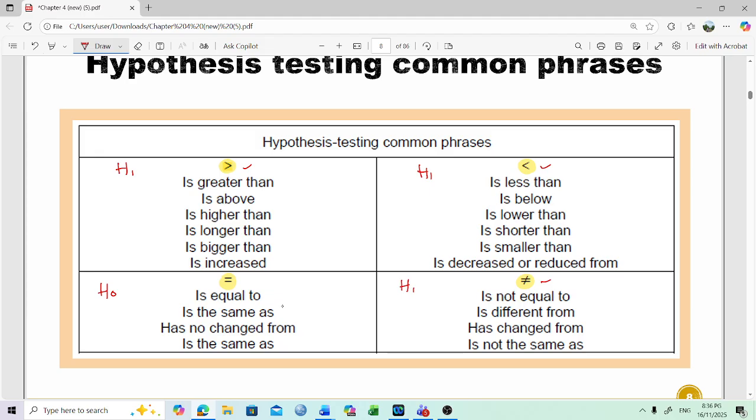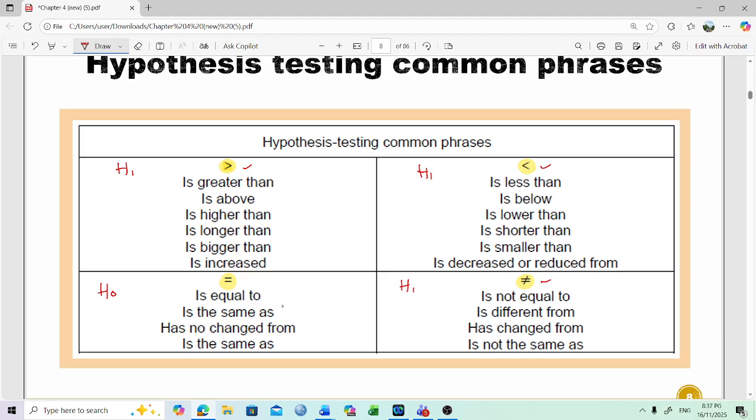For example, if it states greater than, above, higher than, longer than, bigger than, increase, these keywords show the greater than symbol. Similar to the less than symbol, where you can find less than, below, lower than, shorter than, smaller than, or decrease or reduce. All these keywords refer to the less than symbol. For the unequal symbol, you can see different from, has changed from, is not the same as, or is not equal to. All these keywords refer to the unequal symbol.